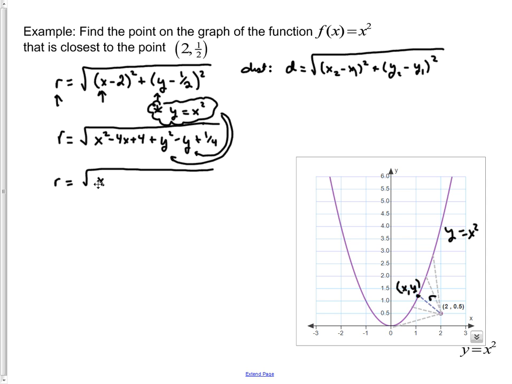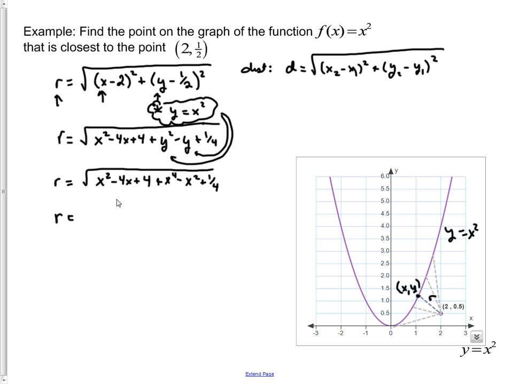Well, x squared minus 4x plus 4 plus, everywhere y is, replace it with x squared. So we'll have x squared squared. That's x to the 4th. Minus y is replaced with x squared. And plus 1/4, well, that's still plus 1/4. So let's simplify one more time.